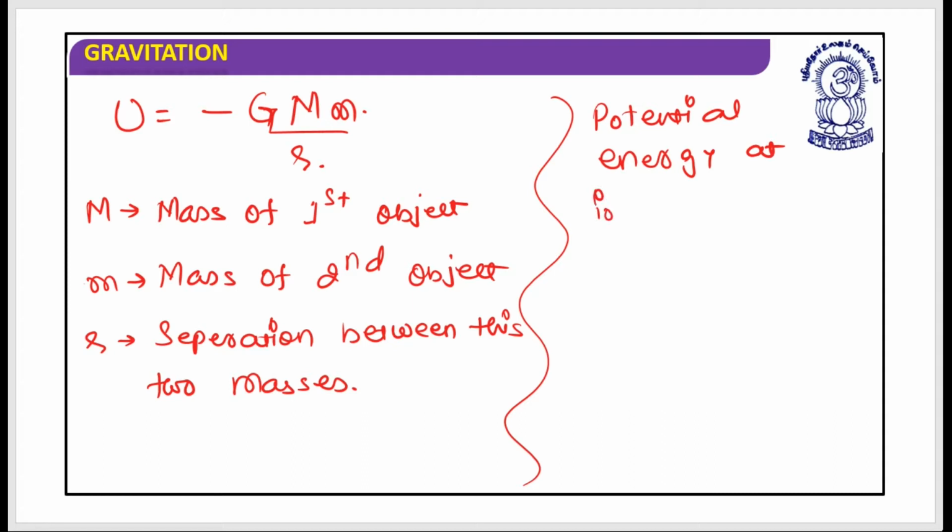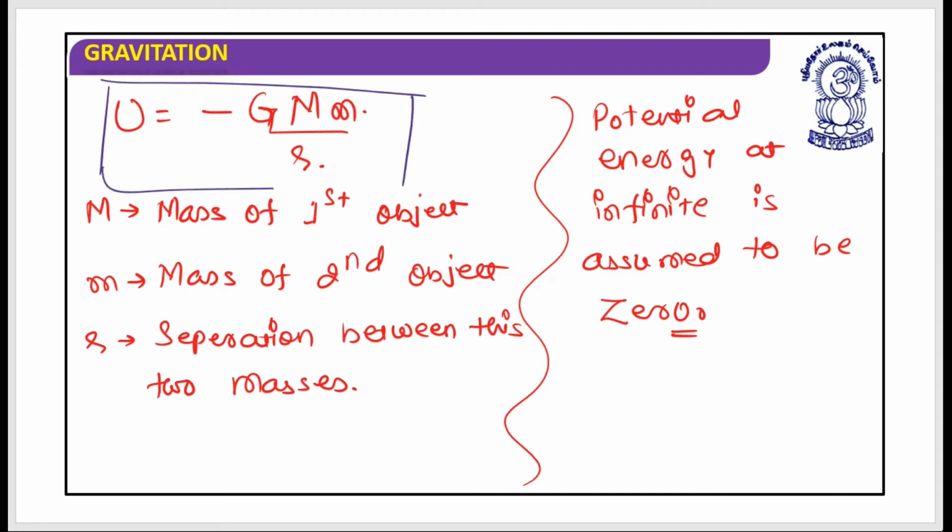at infinity is assumed to be 0. So this has been defined. It has been defined that potential energy at infinity will be 0. And as I have defined this, I can write this potential energy. This potential energy would always be equal to minus G into M1 into M2 divided by R, where R is the separation between these two masses. So this is, I can say, the master formula for us to calculate the potential energy.